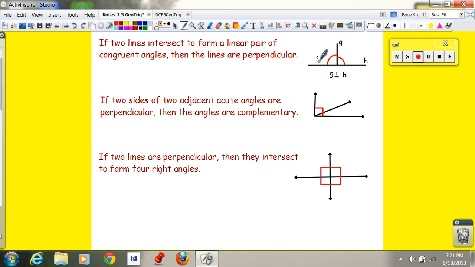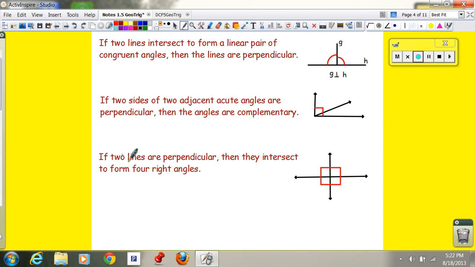Like I said, it's probably better to just think these through. You don't need to write them down. Just think about them as you're looking at them. If two adjacent acute angles are perpendicular, so we got adjacent acute angles and they're perpendicular, makes a 90-degree angle, then the angles together must make up 90 degrees, so they've got to be complementary angles. So if two angles are touching and they make 90-degree angles, then they have to be complementary.